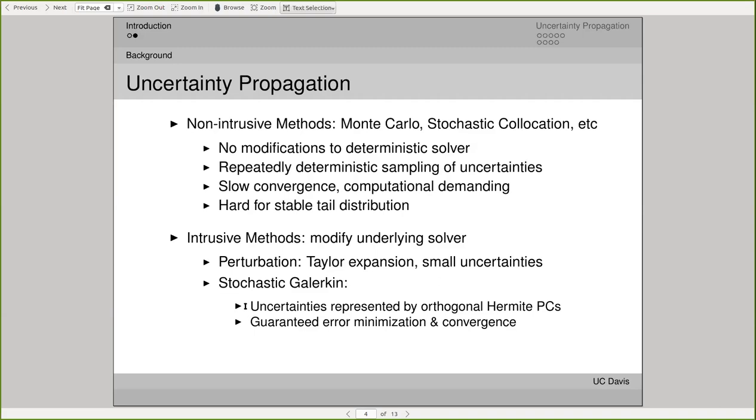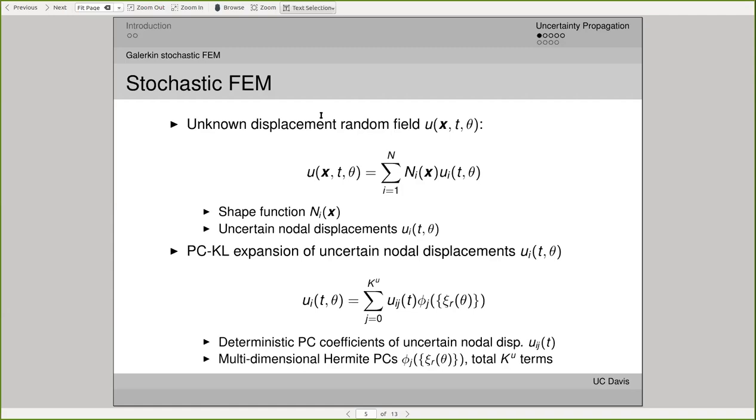While for the stochastic Galerkin approach, we represent the uncertainties by the orthogonal Hermite polynomial chaos. Essentially, we are introducing an additional layer of discretization in probabilistic space. And by the Galerkin projection, it guarantees error optimization and optimal convergence. So this is the approach that we are presenting here. Let's start with the stochastic finite element method.